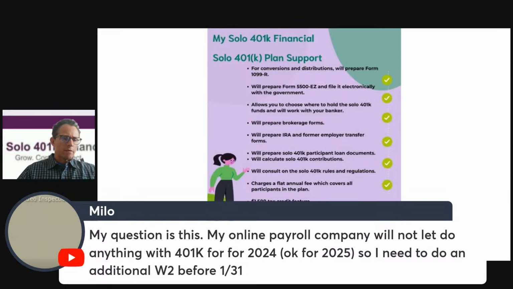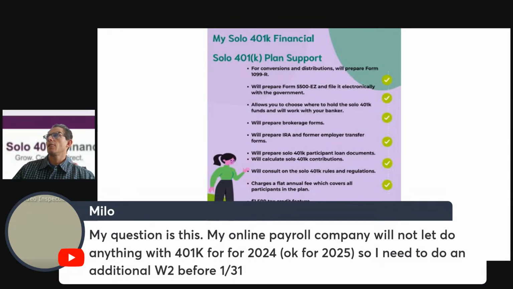Well, I know that Gusto is a popular payroll company, and they will amend the W-2 if you in fact had those W-2 wages by the end of the year. So you would let them know, and they would amend that W-2. So you may need to find a new payroll provider, or explain the rules to that payroll company.